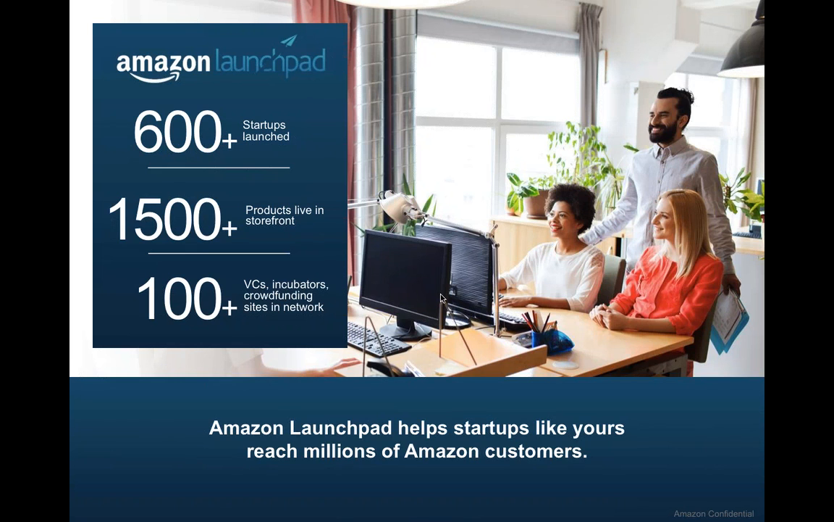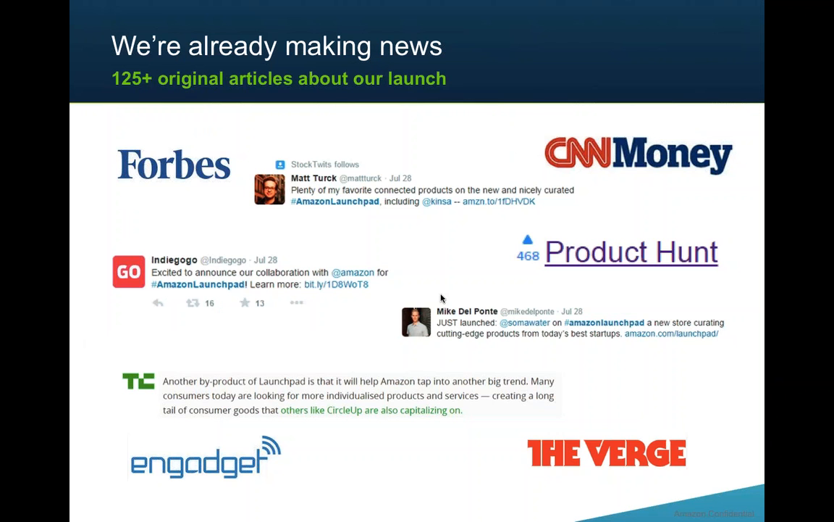So, these numbers are pretty outdated, but we have well over 600 products or companies within the program right now. That's over the last year. Well over 1,500 products within the storefront, and then 100 plus VCs, incubators, crowdfunding sites within our network. And those are the people who are really helping to drive these products to the Launchpad program. So a lot of great articles, we continue to get great press. We've got a lot of awesome things coming out for the rest of this year and going into 2017 that you'll see coming out in the press here.